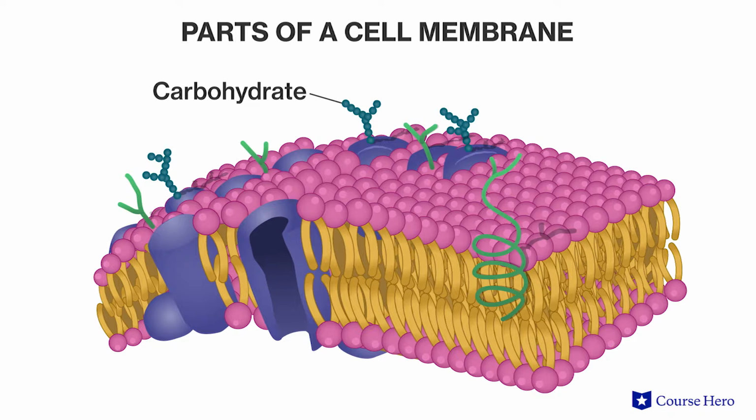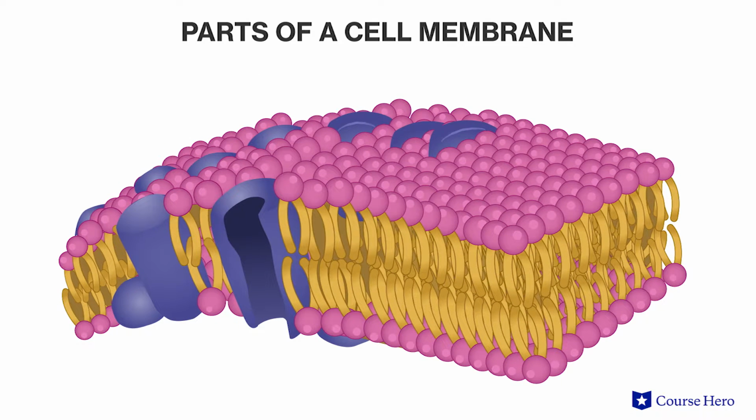Carbohydrates are commonly found on the exterior surface of cell membranes, and they are usually bound to other molecules such as proteins to form glycoproteins or lipids to form glycolipids. Glycoproteins and glycolipids often function as receptors for cell signaling.